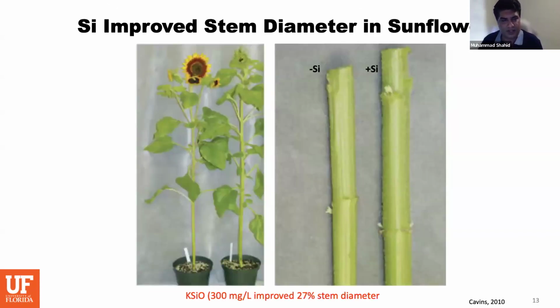This study was done at Oklahoma State University. One of the graduate students applied potassium silicate at 300 milligrams per liter to sunflowers. It improved growth and enhanced the overall flower size, but it also enhanced the stem diameter, by about 27% using silicon. That feature is very important because it helps reduce lodging. Especially if you are growing cut flowers, it gives you long and strong stalks, which is one of the good attributes for cut flower production.